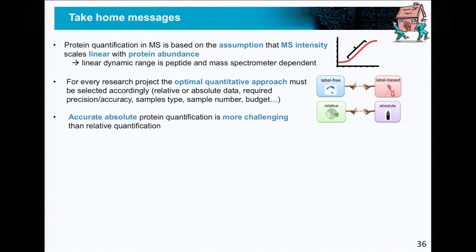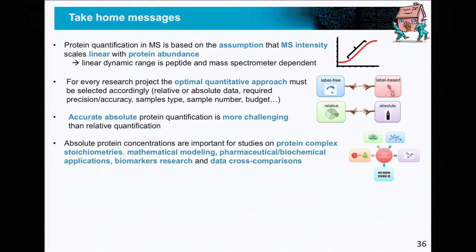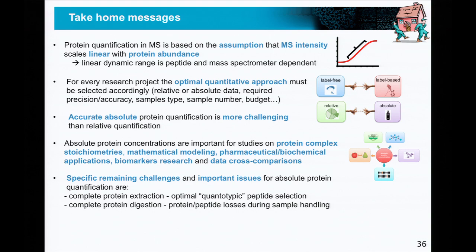Accurate protein quantification is definitely more challenging than relative quantification. Typical fields of application for absolute protein quantification are protein complex stoichiometries, mathematical modeling, and then applications in industry, biomarker research, or data cross comparisons. And there are still these specific challenges that are remaining for absolute quantification. We discussed these 4 of them: complete protein extraction, optimal peptide selection, complete digestion, and protein and peptide losses.